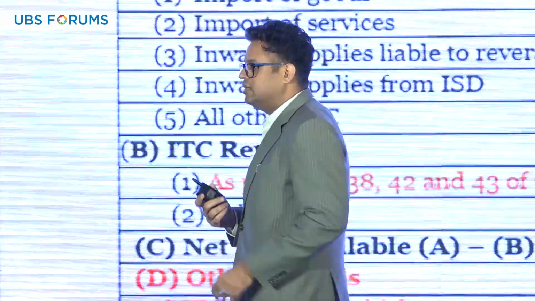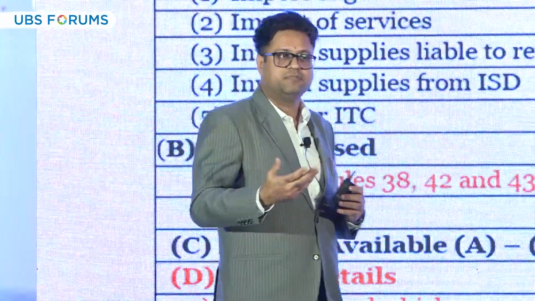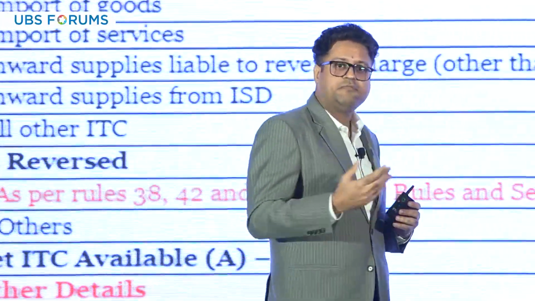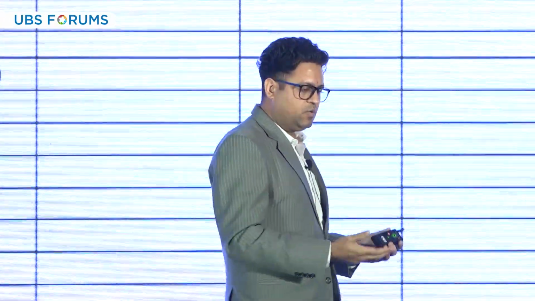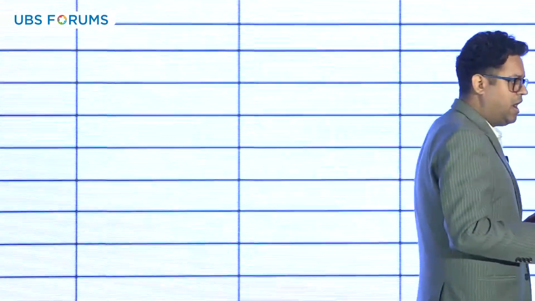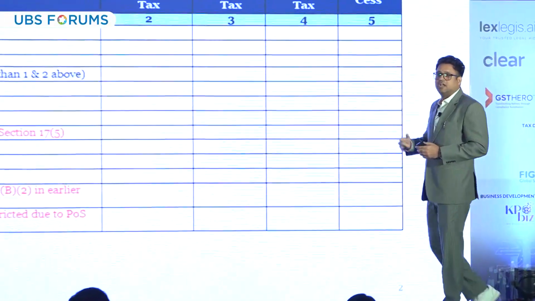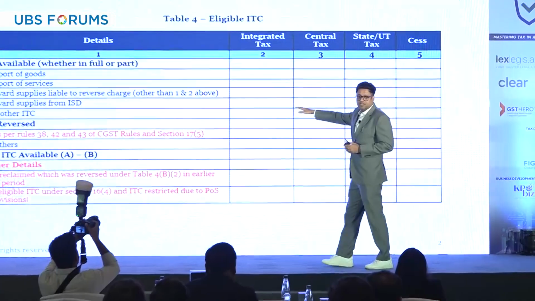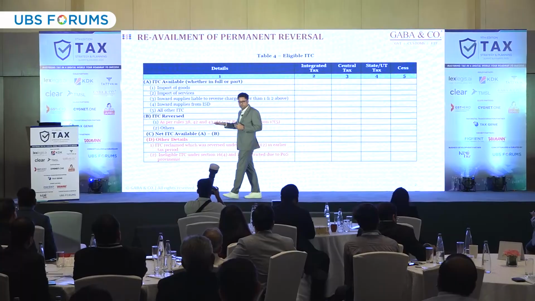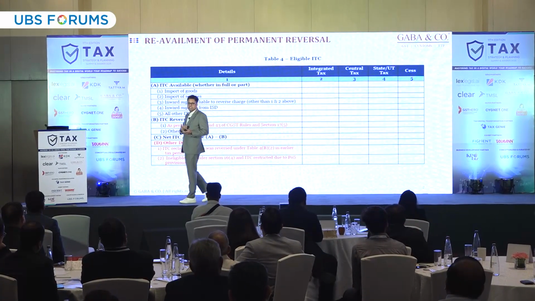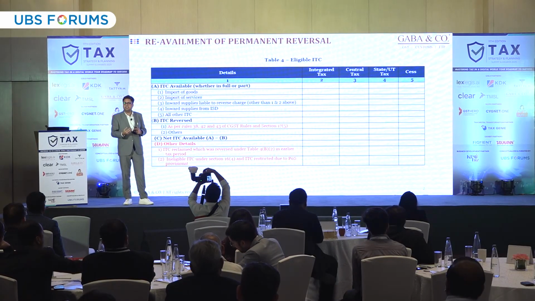So my question to you is, and let us make this session interactive: you have reversed your input tax credit under 17(5) in financial year 24-25, and now after 6 months you realize that you have wrongly reversed your input tax credit under the permanent reversal column. Can you reclaim it now, as of today, when you realize that you made a mistake? Can you claim it? Why?